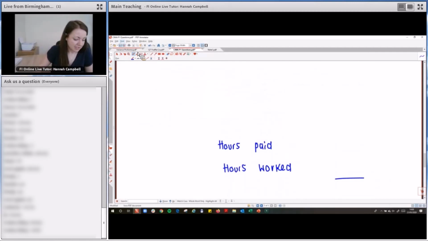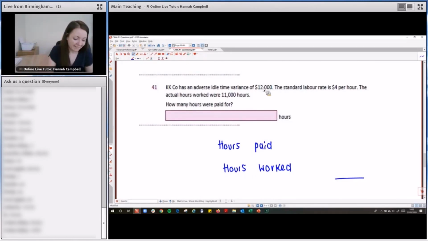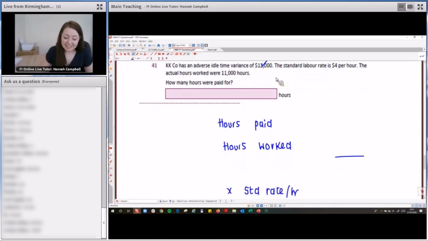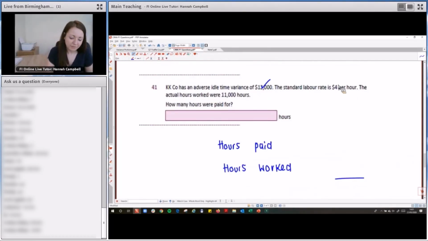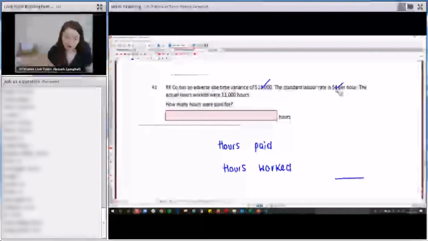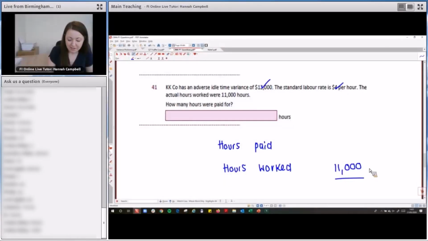Oh, disappeared again. There we go. That's that bit of information being used. The standard labour rate is $4 per hour. So I'm going to put in 4 because we've been given that information. Fantastic. Tick that off. The actual hours worked were 11,000 hours. Okay. So what the question is actually asking for is the hours that were paid.